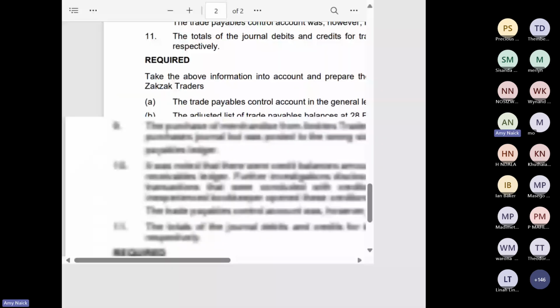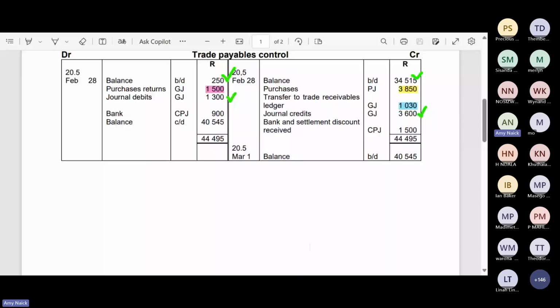Just swapping between screens. Okay, can you guys see the screen? Okay, cool.